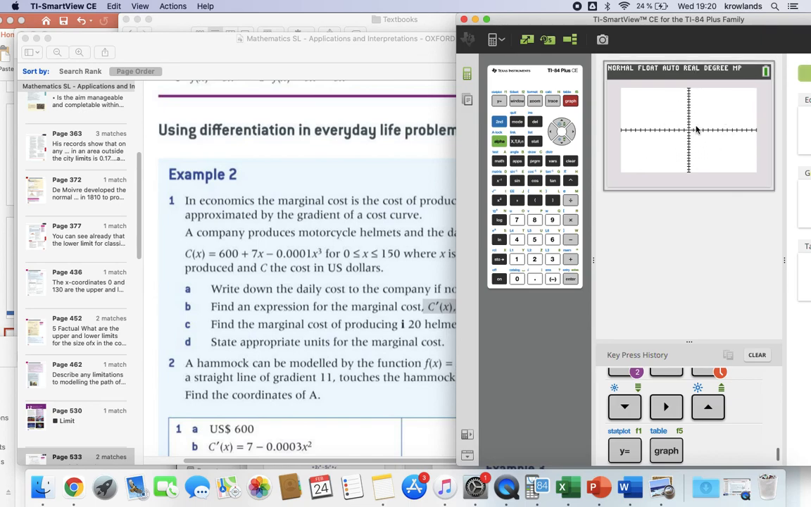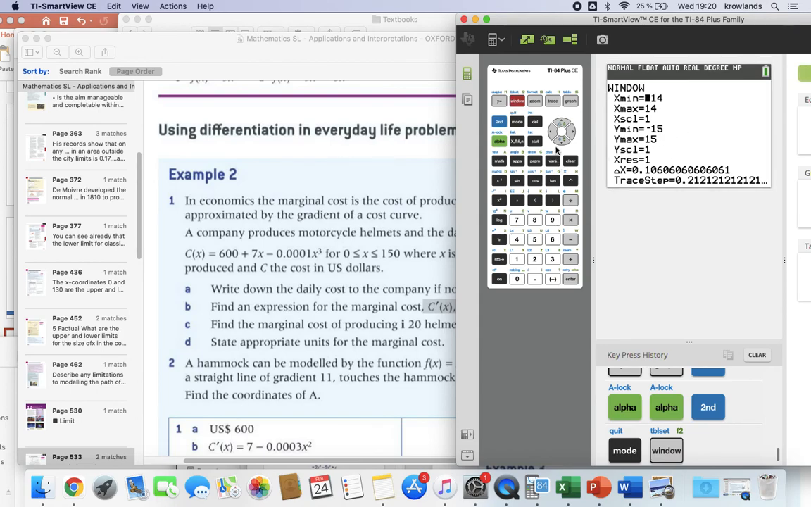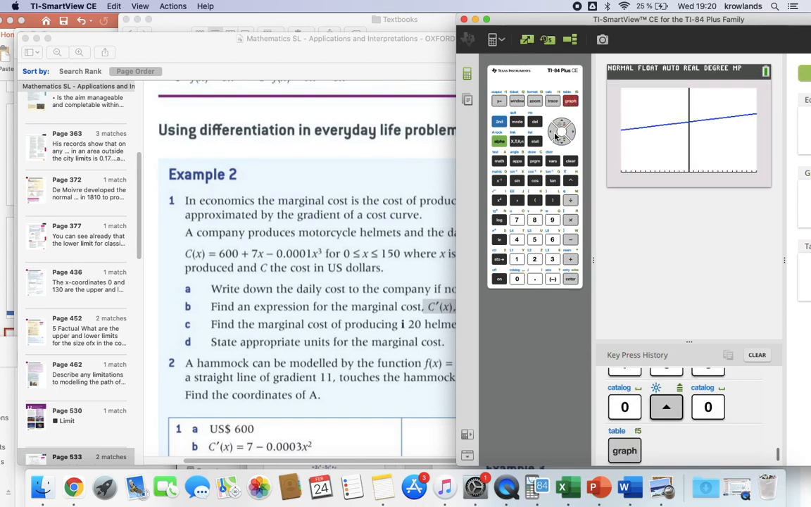Now, for some reason, we cannot see very much. And the reason why is because this is quite a large variable. So we're saying that at the cost of 0, y or C of x should be 600. So I'm going to change the window. And first of all, I'm going to quit from here. I'm going to go back to the window. We want the max to be very large. This represents the cost. Let's change this to 1,000. We cannot have a negative cost in this instance, so let's change it to 0. Let's go back to the graph.